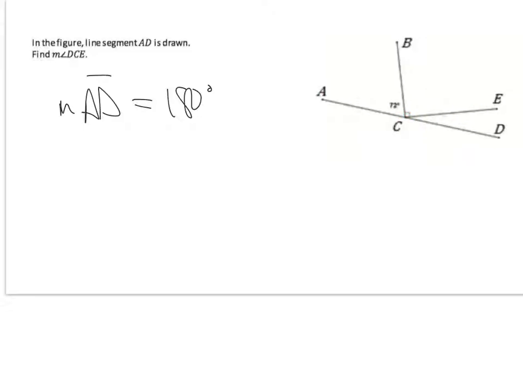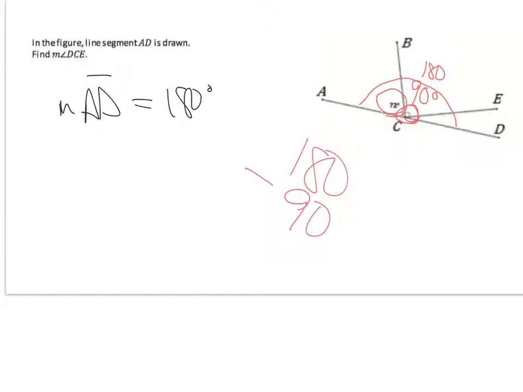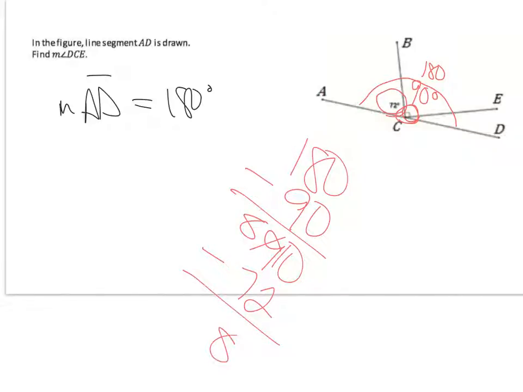So we have to figure it out. The whole thing is 180. I need to subtract out 72, and I need to subtract out this measurement right here. That's a perpendicular symbol, so we know that's 90. So 180 minus 90 is 90, minus 72 is 18 degrees. I only have 18 degrees left over in that 180 degree straight line.